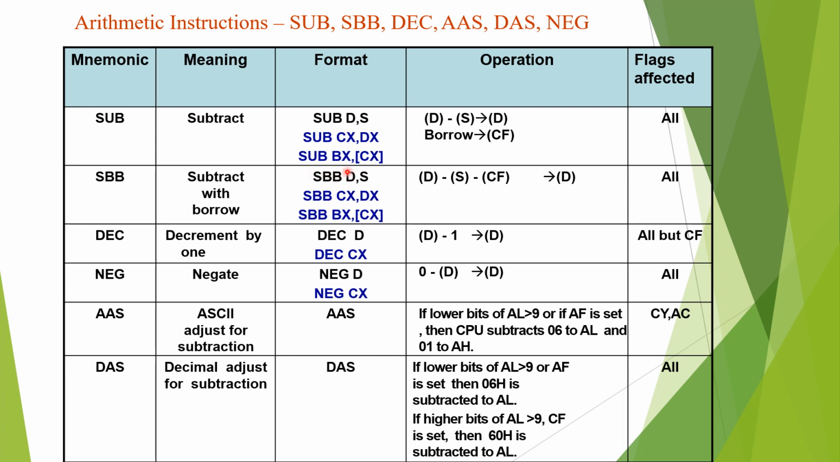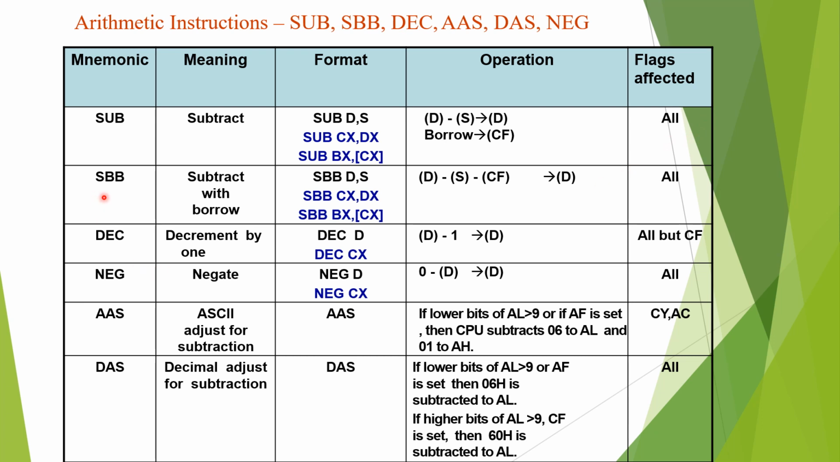Similarly, in the next example, the source is the memory location pointed to by the content of the CX register, and the content present in the memory gets subtracted from the contents of the BX register. Upon executing this subtraction instruction, all of the flags get affected.